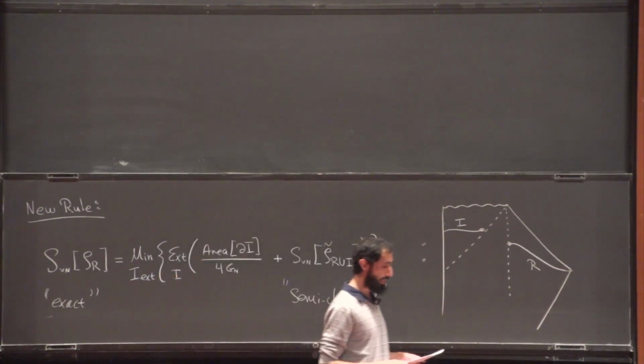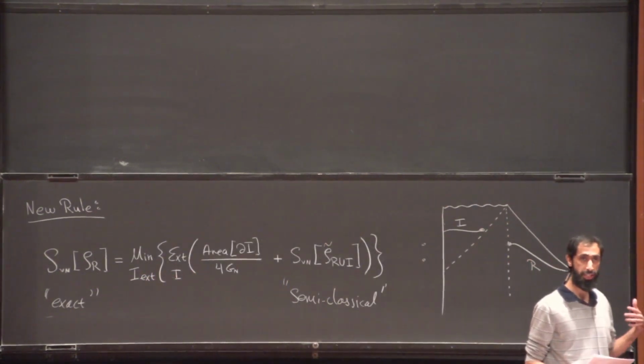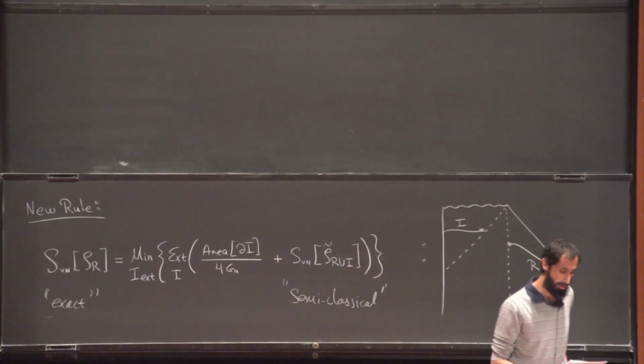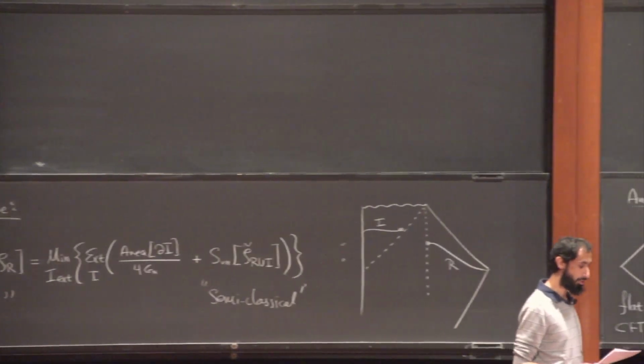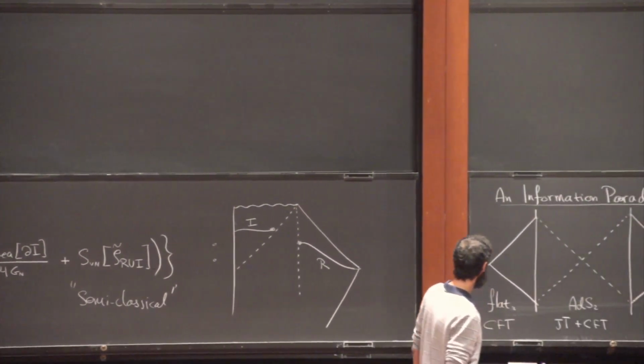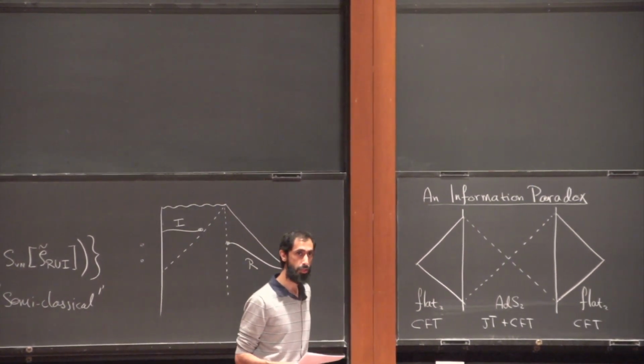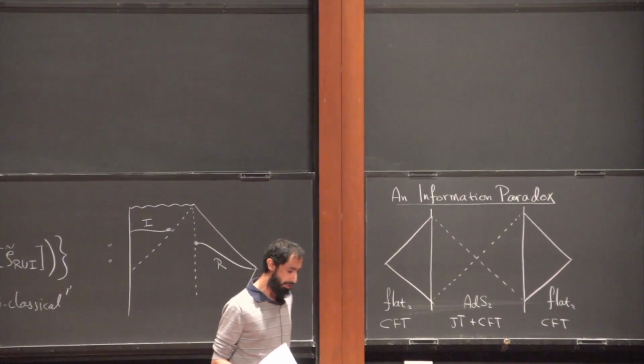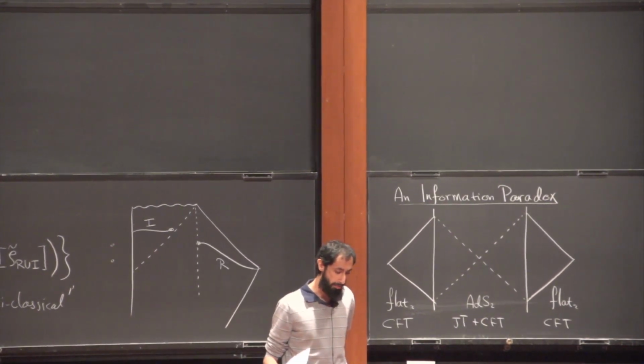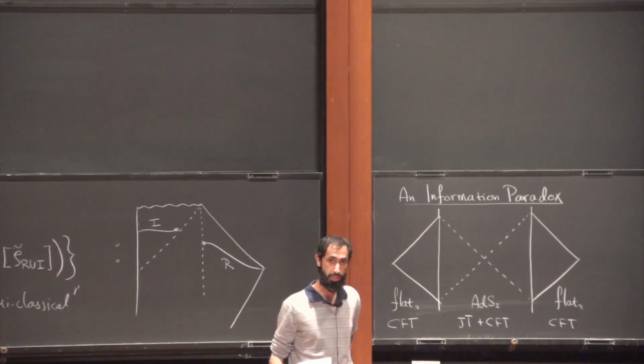To begin, let's apply this formula to a situation and see how it resolves the information paradox, or a version of it. This is the information paradox that appears in a toy version of the eternal black hole, but it actually also appears just in regular asymptotically flat, maximally extended Schwarzschild in any dimension.